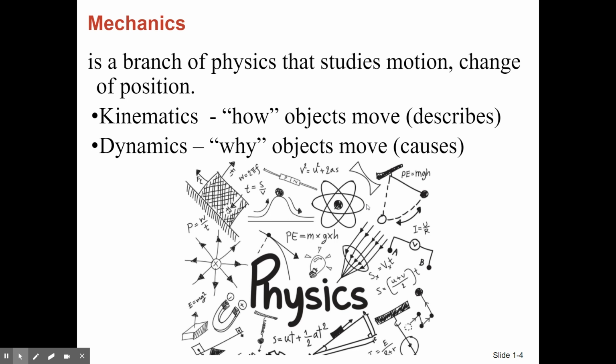But when we talk about kinematics, it is how the objects move, describing it. That would be like, okay, you kicked it with your foot. Well, we're not really worried about how it got in the air. We want to know and describe how it is moving. So how high did it go? How far did it travel? Those kinds of things. What was its motion? That would be kinematics, and that's what we're going to be looking at.